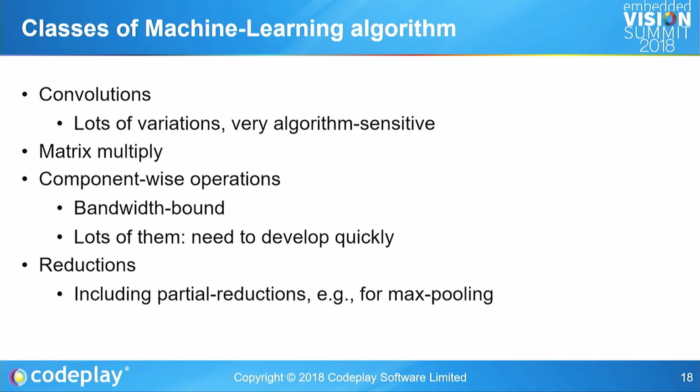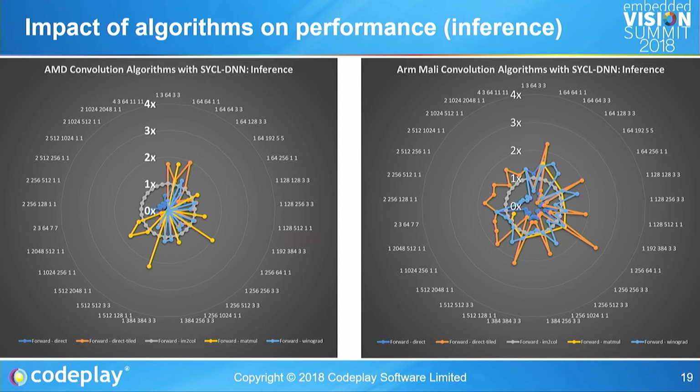Then you have component-wise operations like adding and subtracting, multiplying vectors together or tensors. It's highly bandwidth bound, but there are a lot of different operations that act like this. So you need to be able to develop them very quickly, but from an optimization point of view, it's only fusion that really matters. And the last thing is reductions and partial reductions, things like max pooling. Reduction algorithms vary by processor, and things like Eigen allow you to create a generic reduction algorithm for each processor, and all of your different reductions just use that algorithm. But you want to be able to genericize that as much as possible, if that's a word.